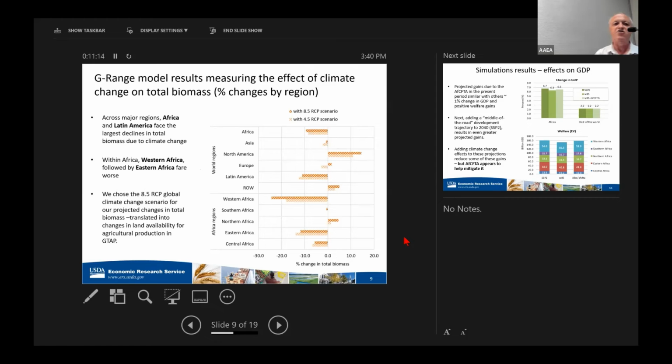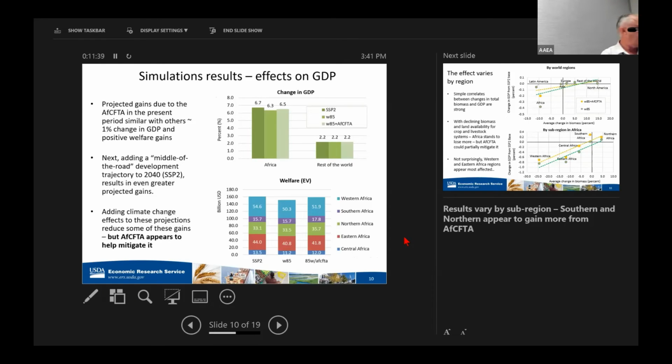So first, to look at the G-range model results on the effect on total biomass, percent change by region. Like I mentioned earlier, Africa and Latin America are the hardest hit. Within Africa, though, it was also interesting to break this down. You do see West Africa and Eastern Africa experiencing much bigger declines. Quickly going on, so getting to the results.